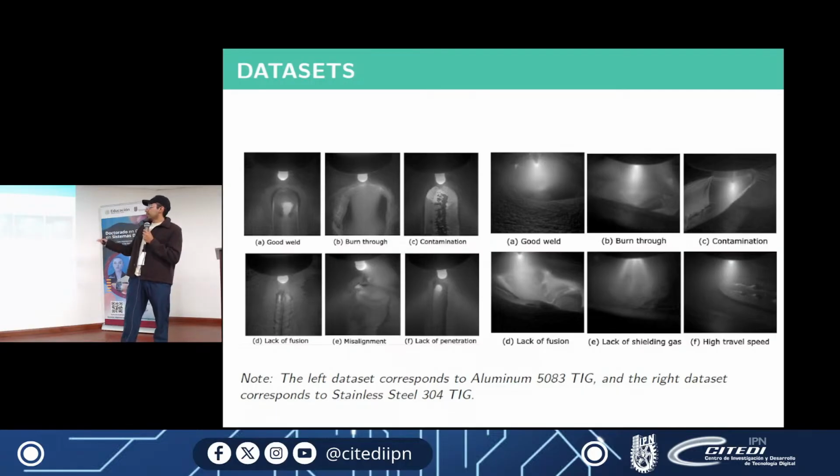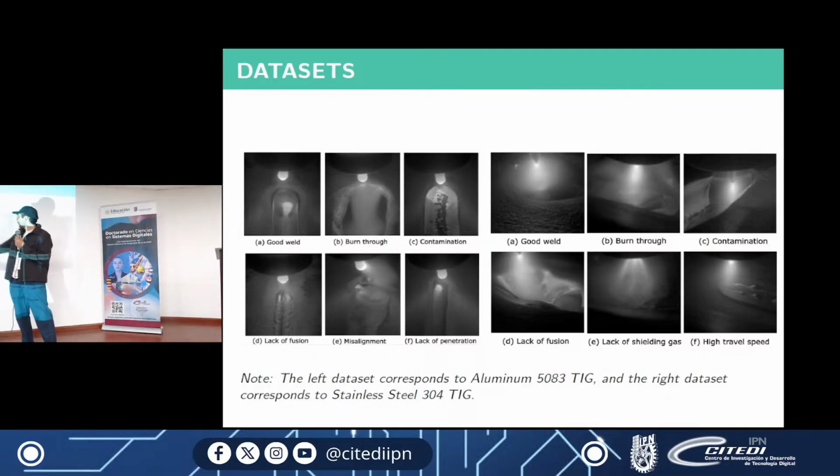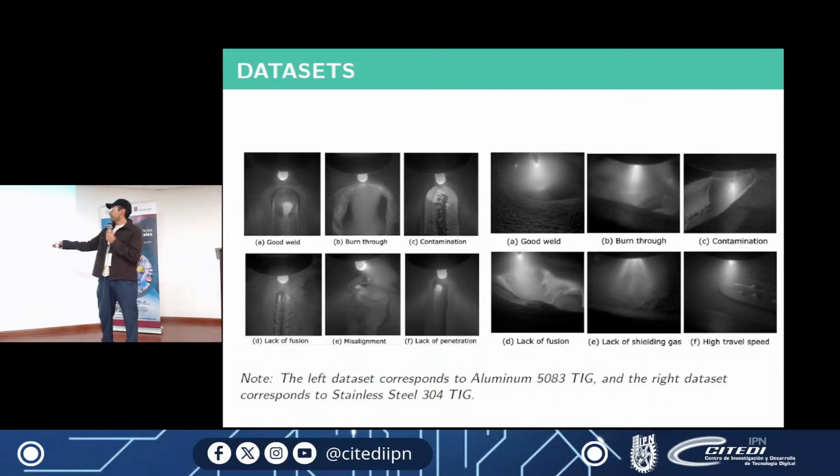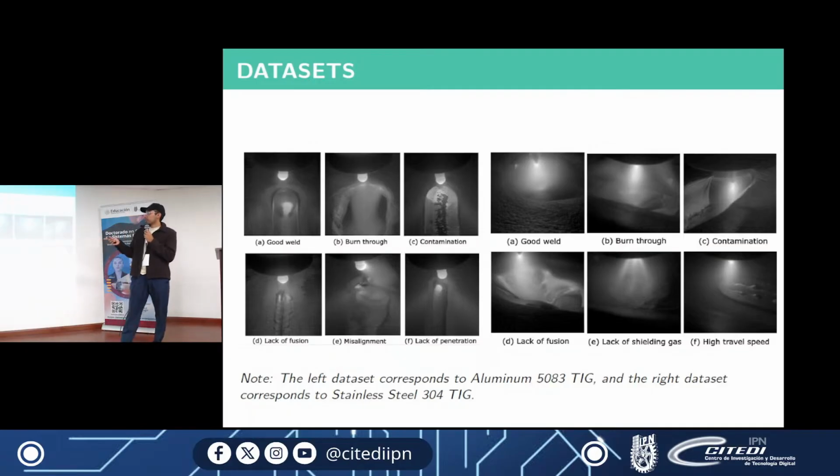As you can see here, we have the different use cases. We have the good weld, which is the first one. We have burn through: the welding machine burned the plate, so it is burned through. We have contamination from different things on the materials. We have also lack of fusion, misalignment, and lack of penetration. Also, just a quick notice, in the other dataset we have lack of shielding gas and high travel speeds, which are other conditions that were not available in the first dataset.